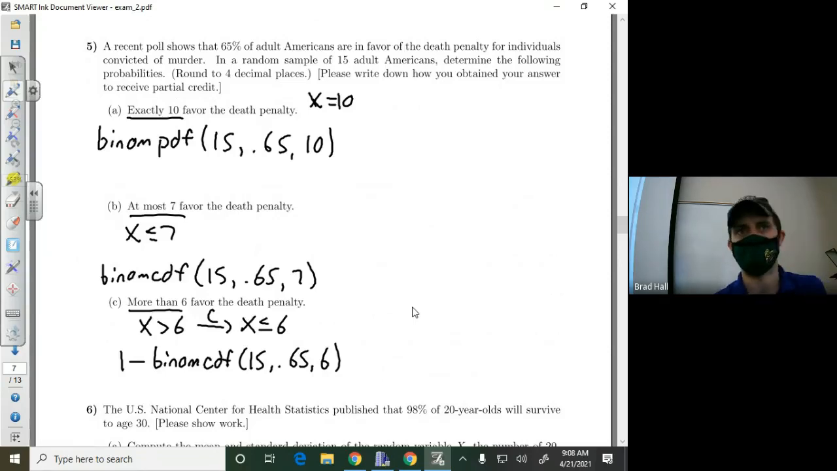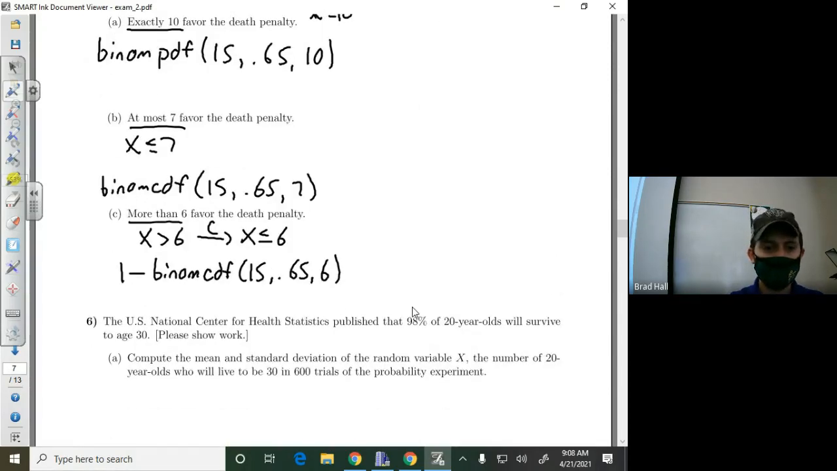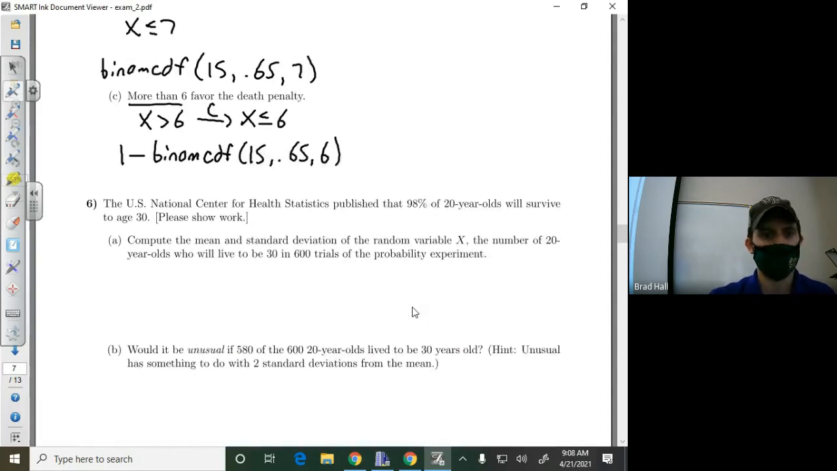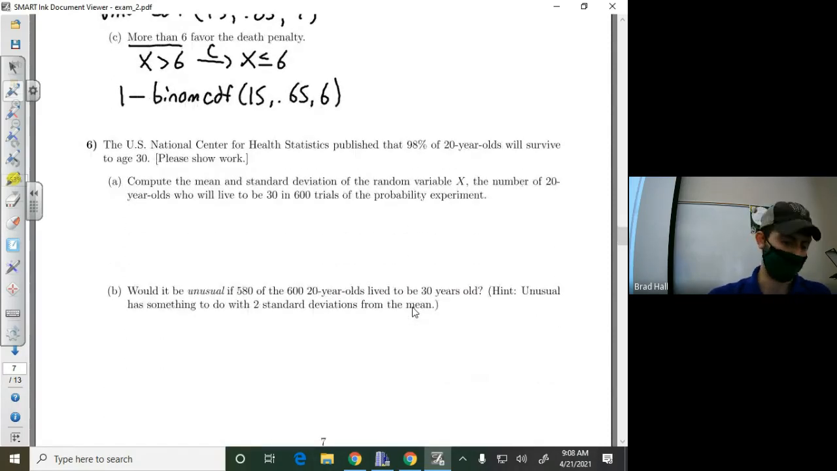I think I gave you a point or so extra if you did the 1 minus. Remember to apply the complement, because you have to have the inequality face that way. For problem 6 here, oh, I almost forgot.